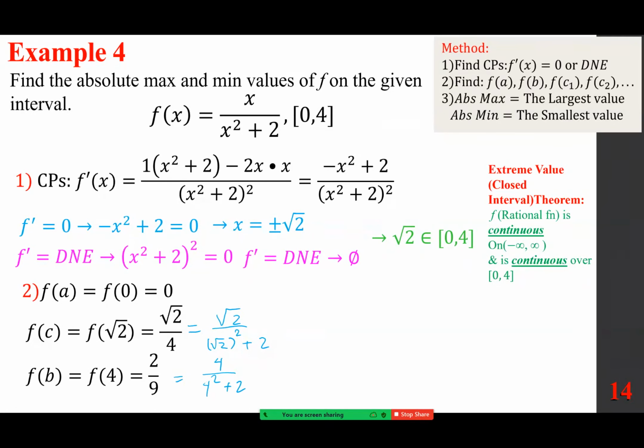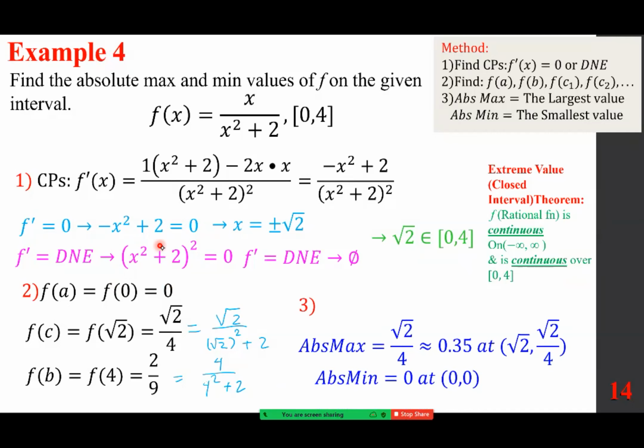Now, if you don't recognize which is the larger of the two, you can go to a decimal representation, but for the sake of argument, this is 1.41. And so clearly it's larger than this. So the absolute max is this, at this pair. The absolute min is this, at this pair. It's very straightforward, class.